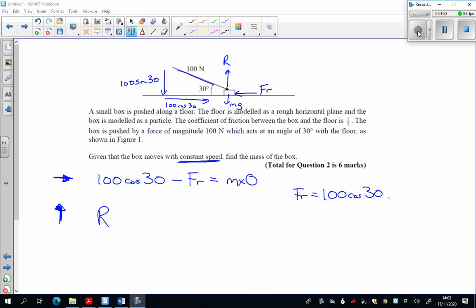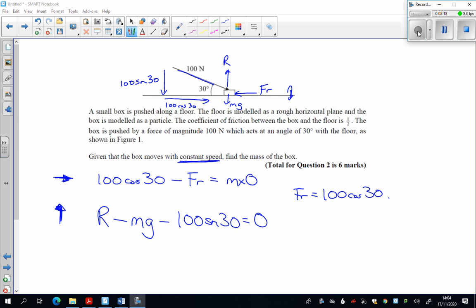What I'm going to look at now are the forces going upwards. The force going upwards, I've got R. I've also got minus mg, because it's going in the opposite direction. And I've also got minus 100 sine 30. And that's going to equal 0 as well.